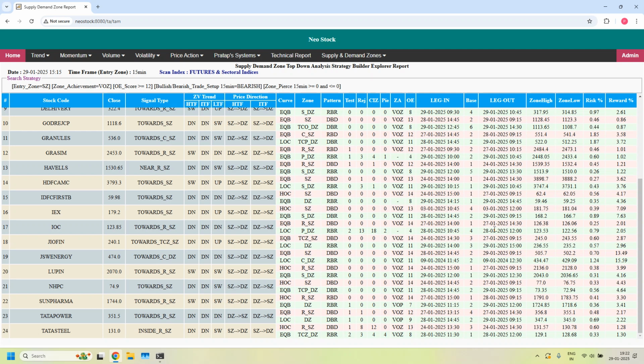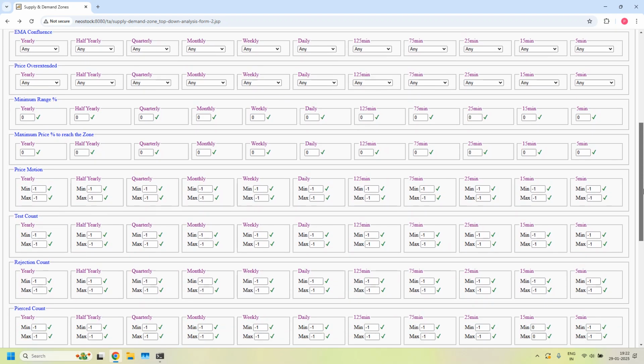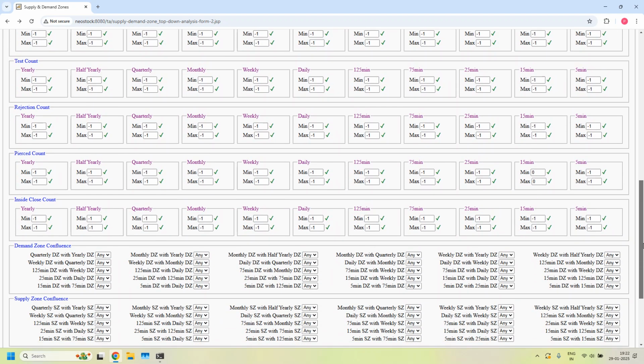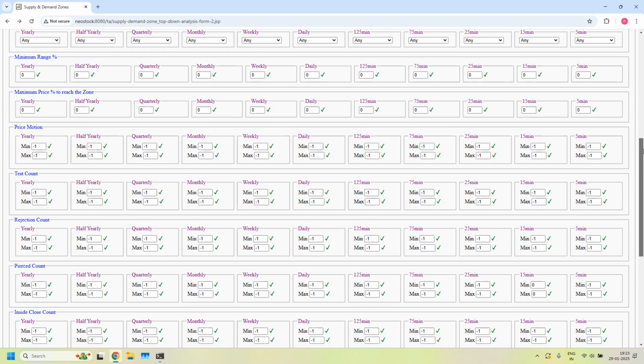We can further add more probability by filtering based on the zone confluence, supply zone confluence. The first filter is LTF and ITF supply zone confluence. That is 15-minute and 75-minute supply zone confluence. So let us set that filter. I am enabling the filter: 15-minute supply zone with 75-minute supply zone confluence.